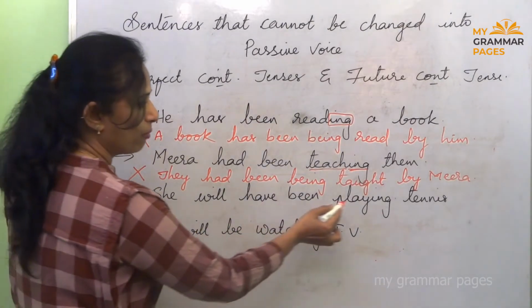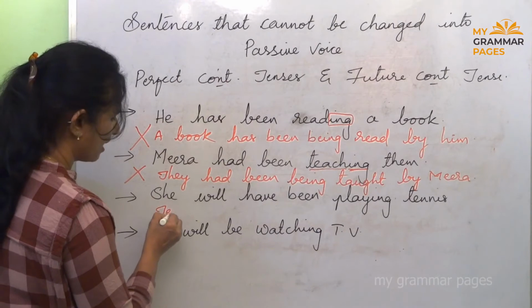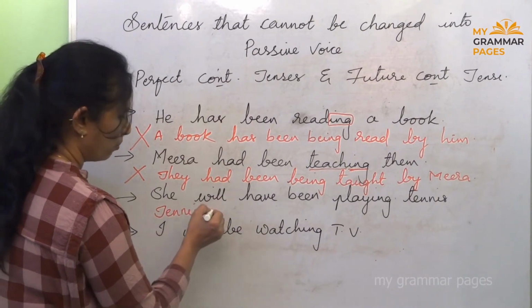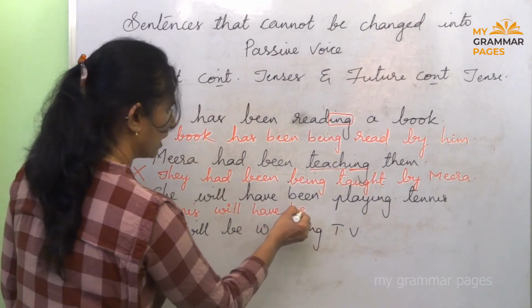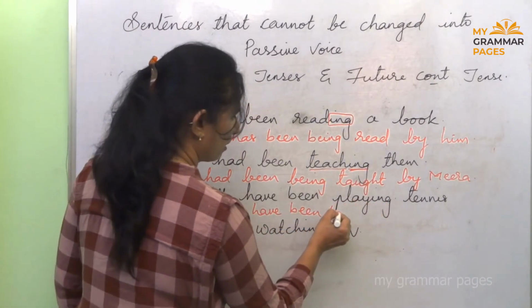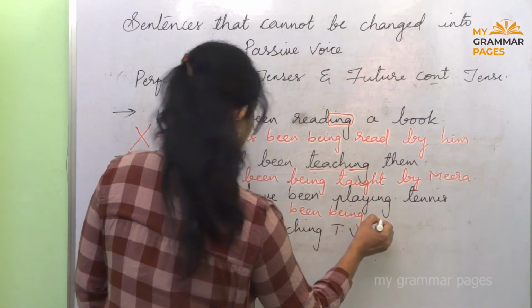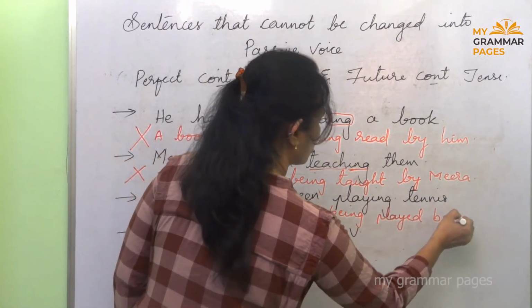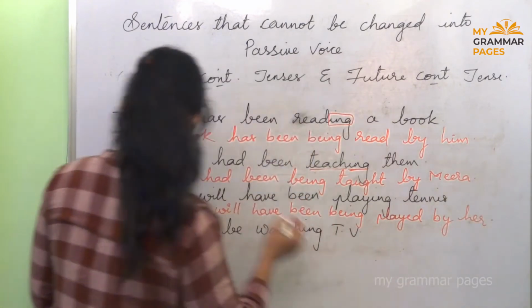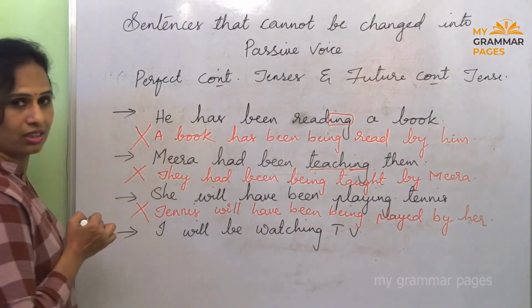And she will have been playing tennis. Tennis will have been, for the ing form we give being, played by, she will be changed to her, where even this is wrong.